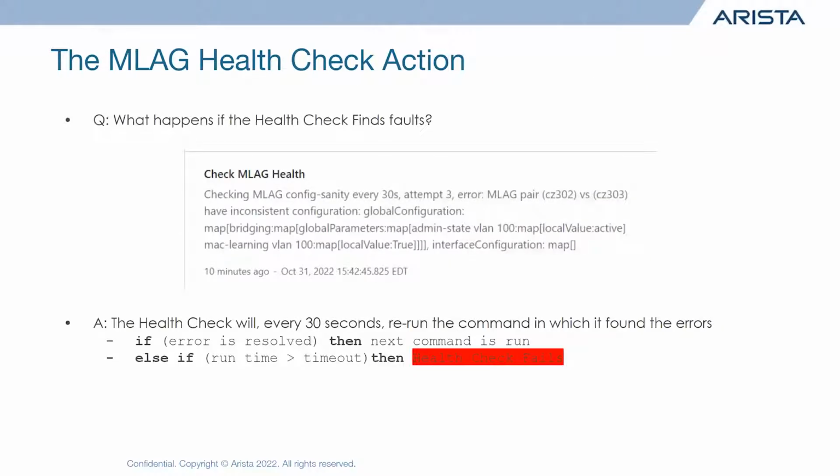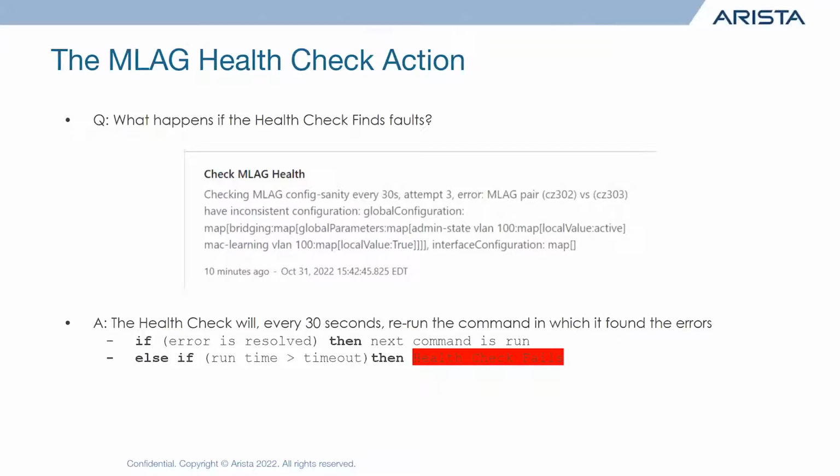All right, so before we move on, we have a couple Q&As. If the Mlag health check finds faults, so you can see here, this is a CVP log message, and effectively it's saying, hey, we've checked Mlag config sanity, something's not right. What do we do? So you can see that we're going to check it every 30 seconds, and we can see the number of attempts as well.